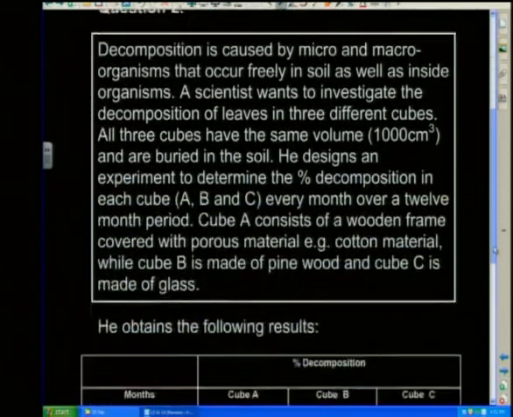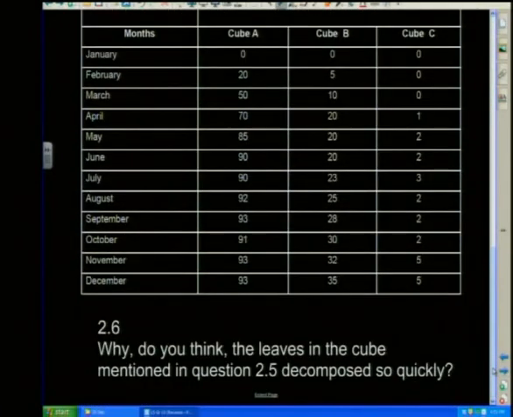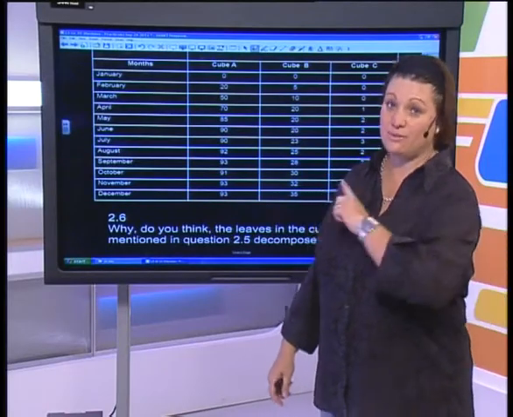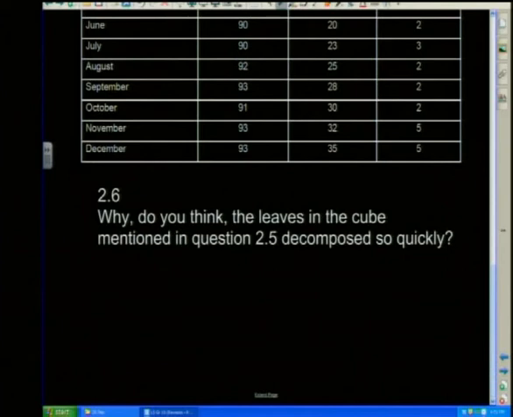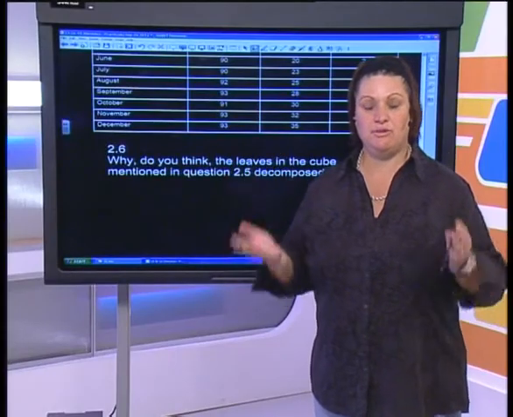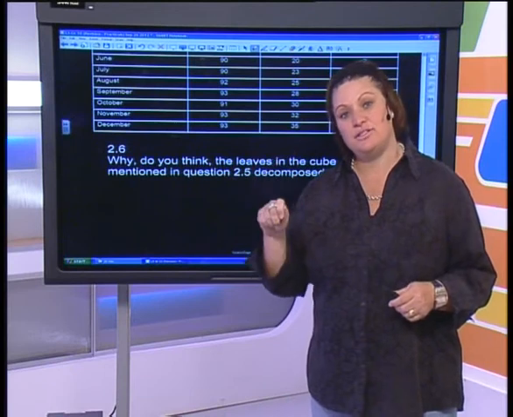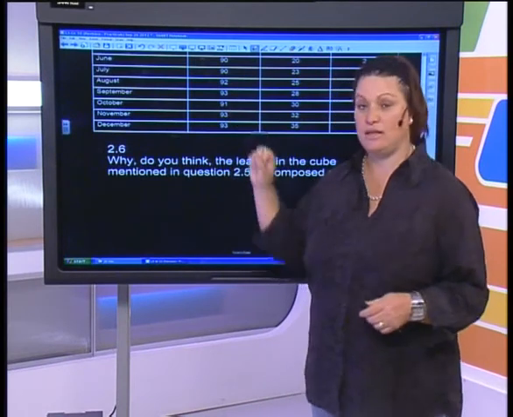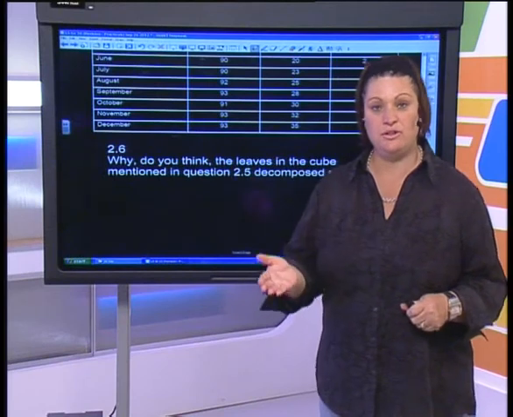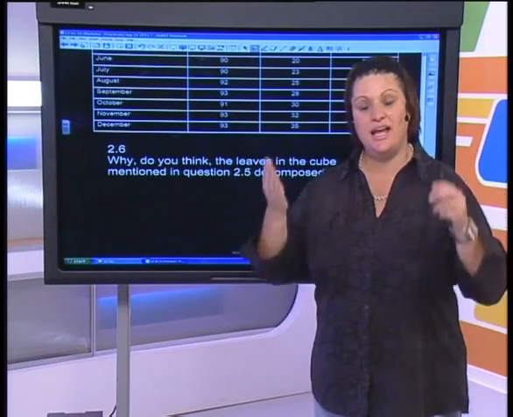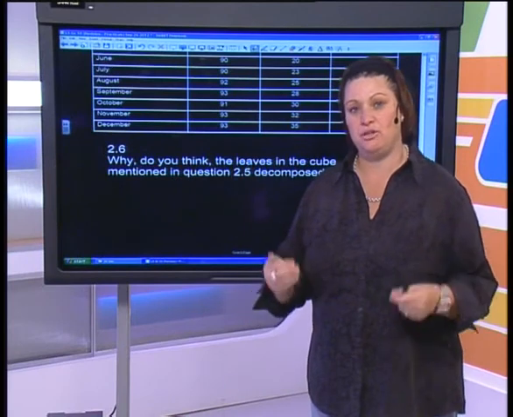Those are just reading from your results, reading from your table. Now, this is the tricky question. Out of all these ones, this is why I put this one on. Why do you think the leaves in the cube mentioned in question 8.5 decomposed so quickly? This is where your insight comes in. Everything else that you've done, you've been able to get from the results. Now I'm asking you why. Why do you think cube A had far more decomposition than cube B and C?